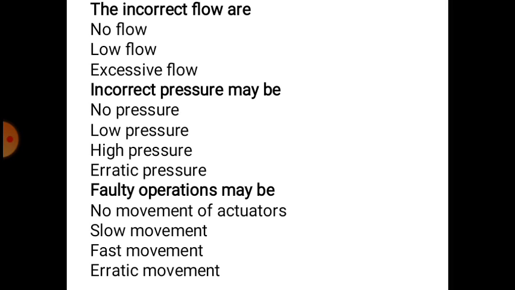So what are the faulty operations? The faulty operations are no movement of the actuator, slow movement of the actuator, fast movement of the actuator, and erratic movement of the actuator.